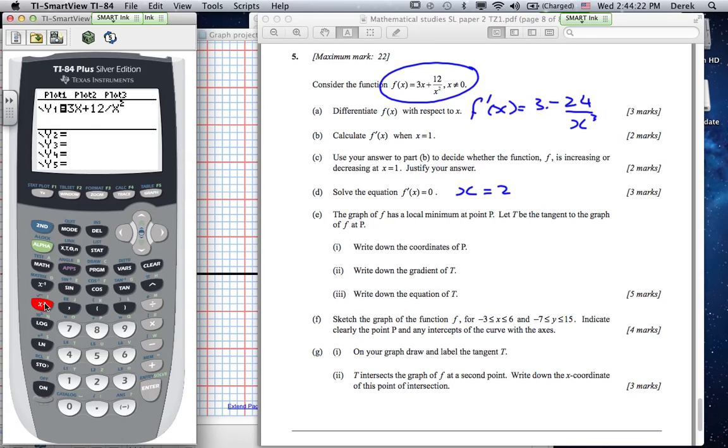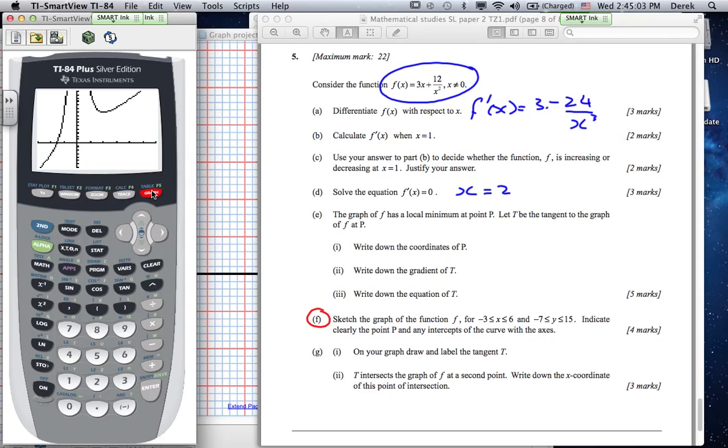So I've got that. If I graph it, I get something like this. Now I'm going to change my window. Obviously my window is not correct, and looking ahead in the question, I've got these axes, so I'm going to put those axes in here. We're going to go from minus 3 to 6, and then for y we will go from minus 7 to 15. We'll put those in, we'll graph it again, and there's my graph.